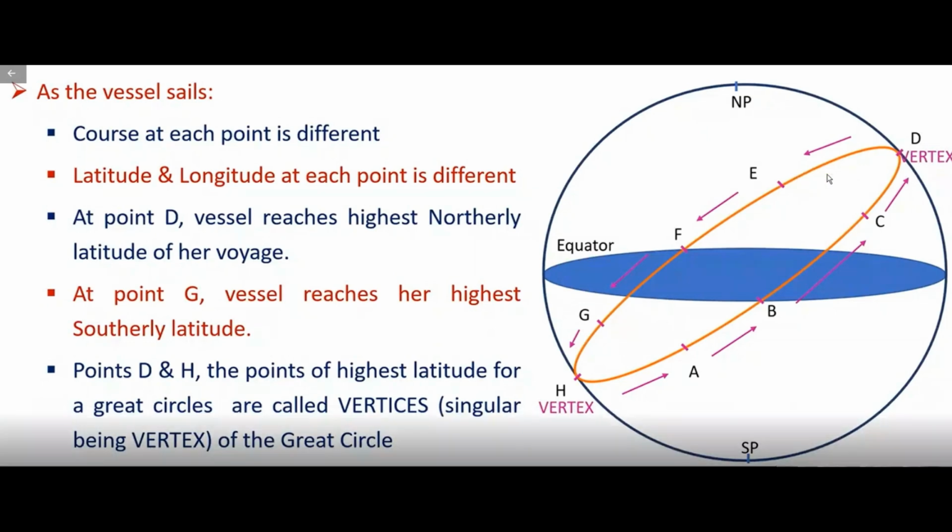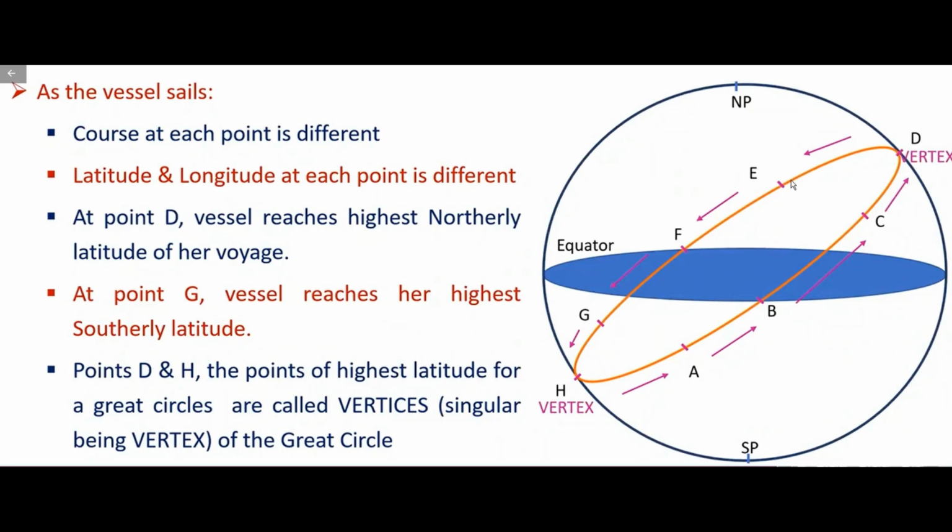Yes, sir. So at point D, the course of the ship would be exactly 090. After you cross point D, the course is going to fall into the southeasterly quadrant, because our latitude is now going to decrease after D. After crossing D, the course would be 091, 092, 095, 100, 120 that way. So are you able to visualize?